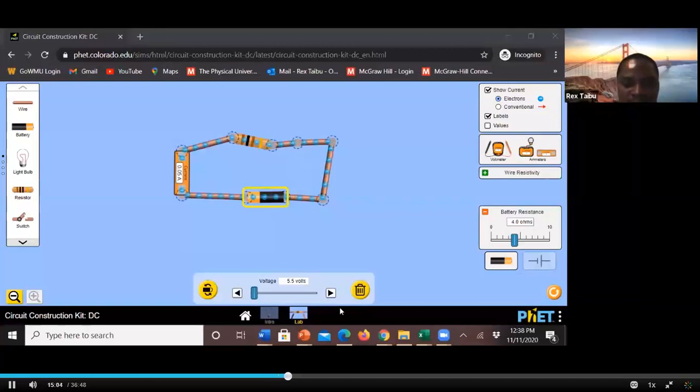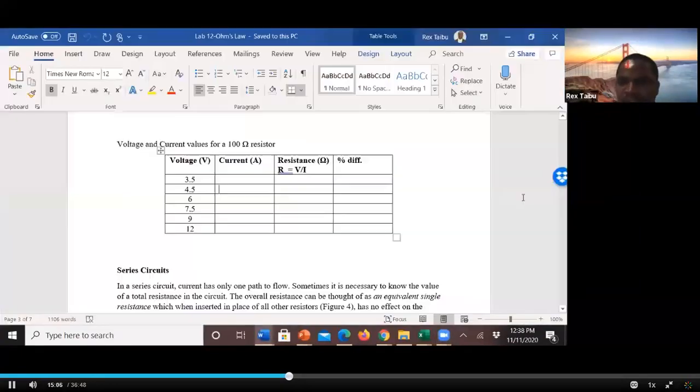Okay, so in that part, you're done. It's just voltage and current. Then to find the resistance, you're going to divide voltage over current. Remember, we shared this formula before. So you have voltage over current for each row: this number divided by that, and so on. That's your resistance.